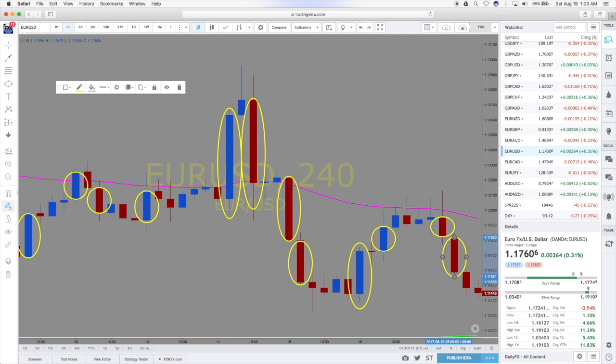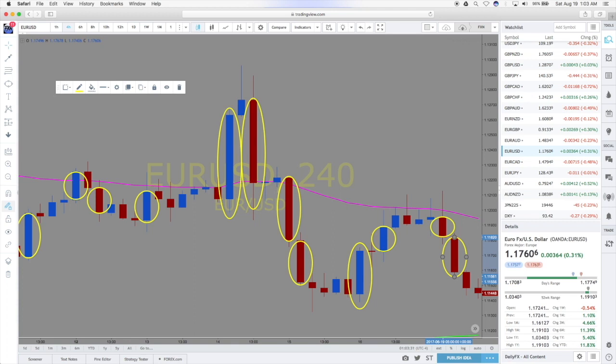So those are pin bars. All right. And pin bars are also, by the way, single candle price action setups. Okay, so pin bars are going to be a single candle price action setup.